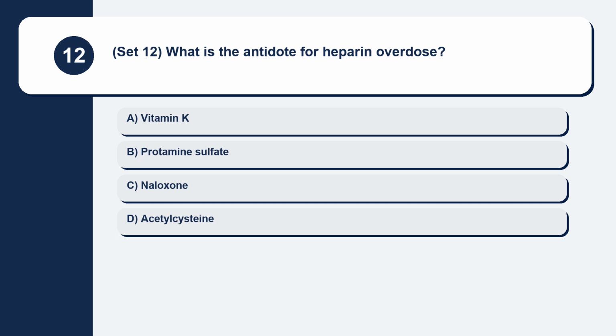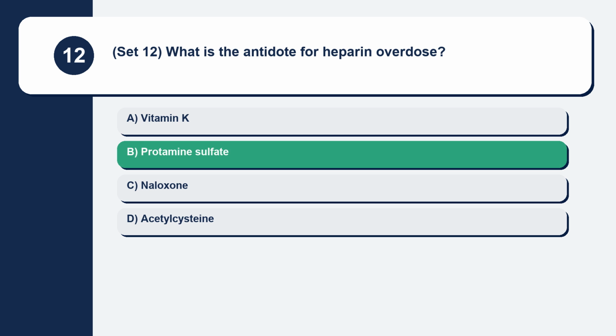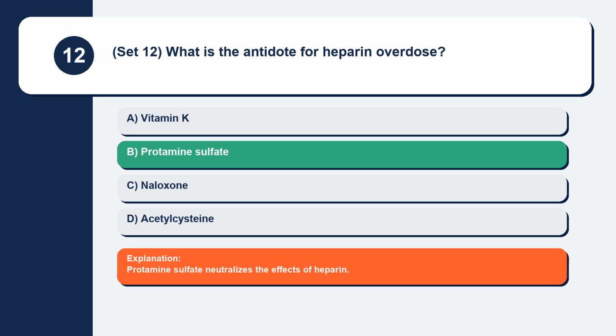Question 12. Set 12. What is the antidote for heparin overdose? Vitamin K, protamine sulfate, naloxone, acetylcysteine. Protamine sulfate neutralizes the effects of heparin.